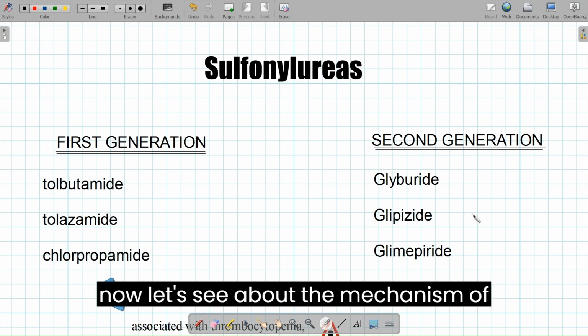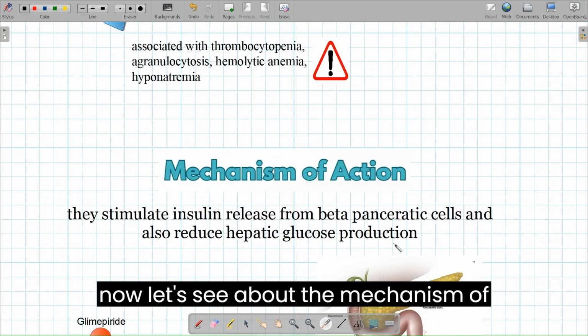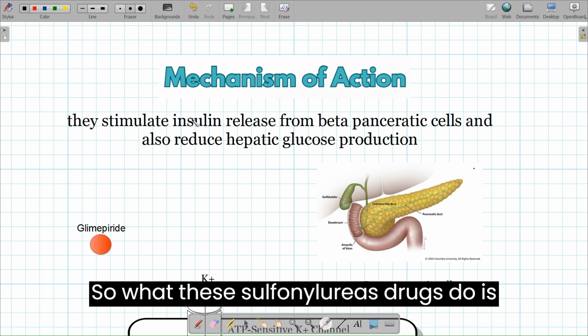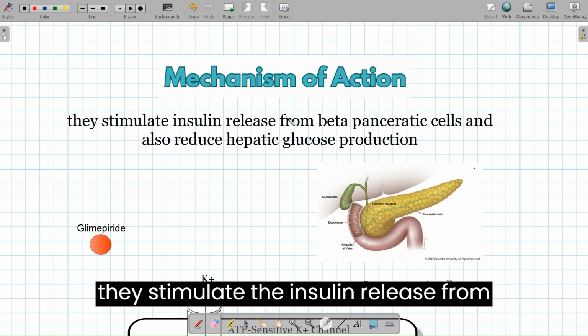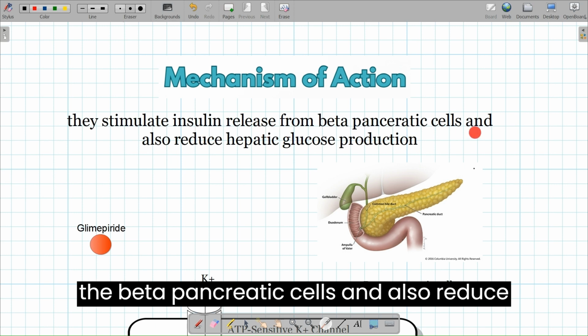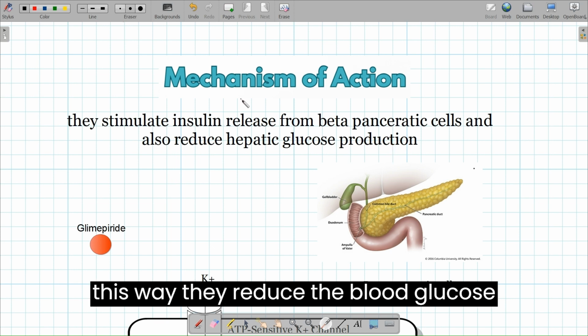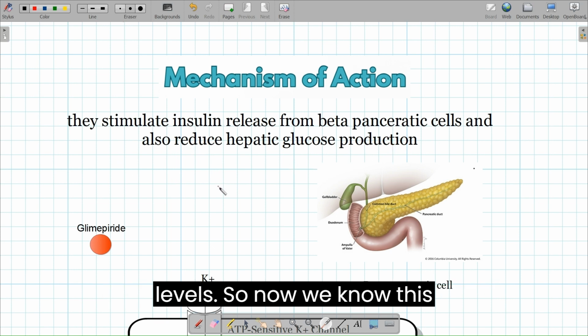Now let's see about the mechanism of action of these drugs. What these sulfonylurea drugs do is they stimulate insulin release from the beta pancreatic cells and also reduce the hepatic glucose production. In this way they reduce the blood glucose levels.